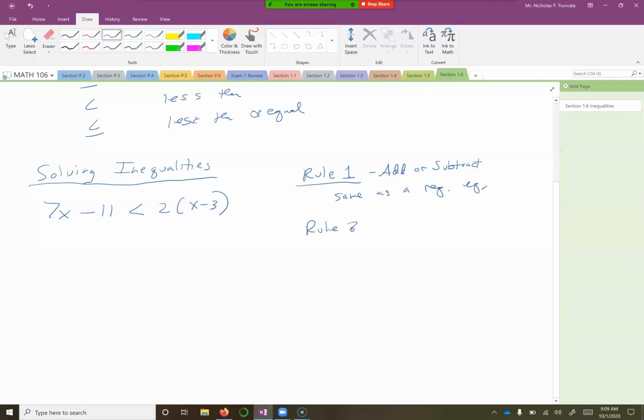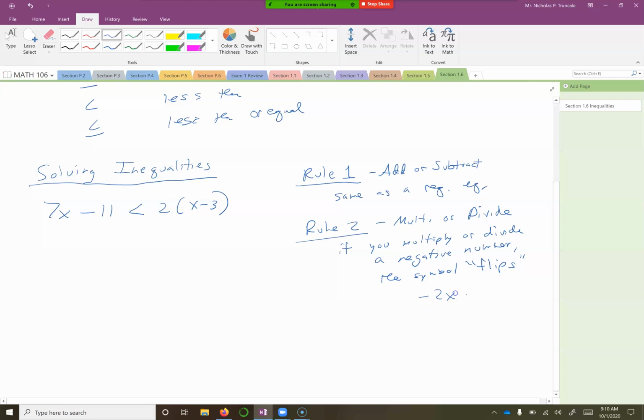Rule 2. This is for multiplying or dividing. If you multiply or divide by a negative number, the symbol, and I'm going to put this in quotes, "flips," changes to its opposite. And I'll write a little silly example here.